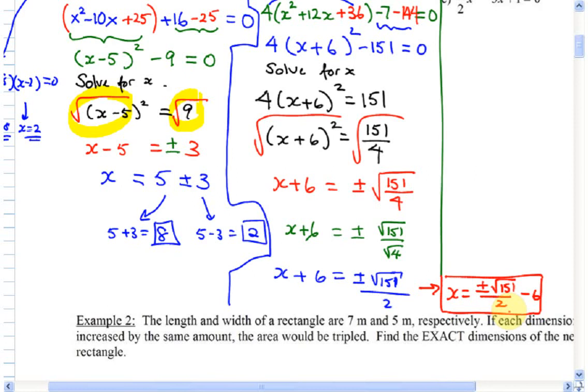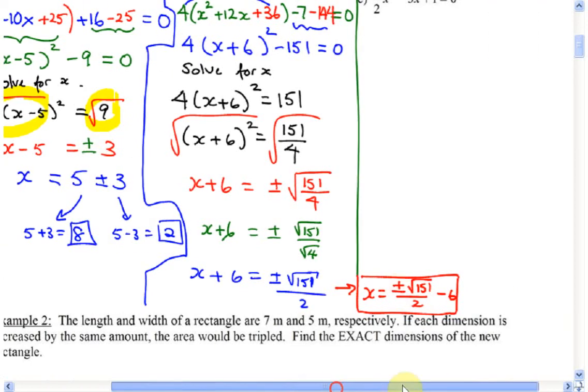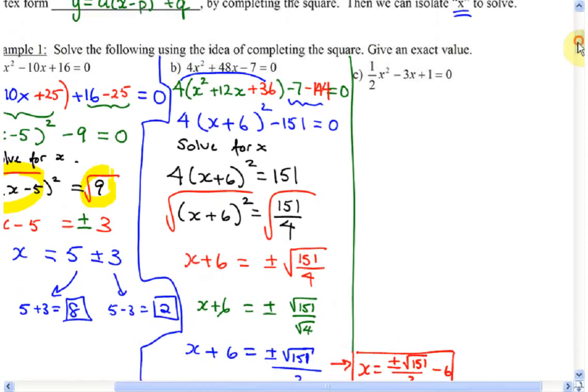Yeah, because I could, right? So Rebecca, for the other one here, I could solve, right? Root 9 I can solve, so I did. Root 151 I can't solve, so I won't. Okay? All right, you try part C on your own, please.